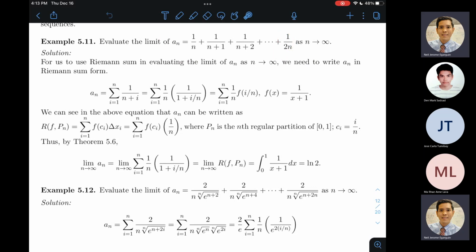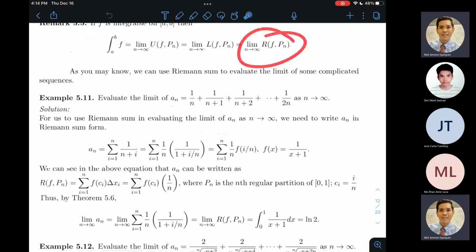Now we can take advantage of a nice, clever way of writing a sub n: expressing it as a Riemann sum. Tapos we'll take advantage of the fact that the limit of the Riemann sum is equal to the Riemann integral. And then we will cite some things that we learned from elementary calculus kung paano mag-evaluate ng Riemann integral.